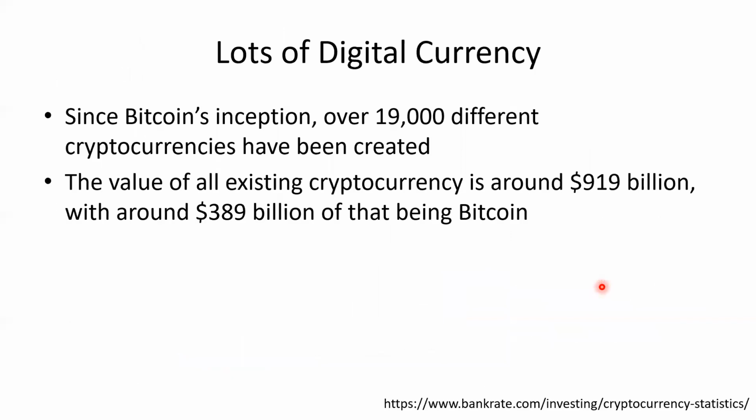There's a lot of digital currency out there. It is washing all around. Bitcoin is not the only one. Bitcoin, as you can see, accounts for about 40% of all of it, but there are 19,000 different cryptocurrencies. Now, some have come and gone. In fact, almost all of them have come and gone, and I hope you didn't own any of them. But some of them have lasted for some time.